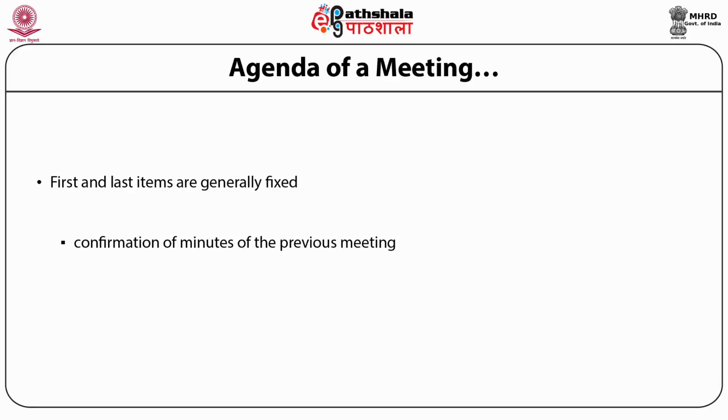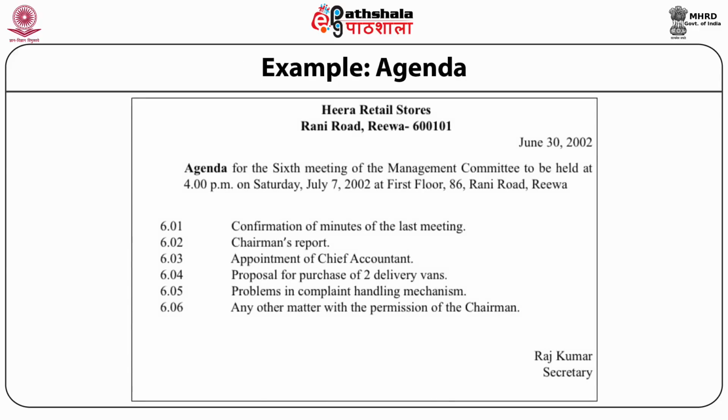Similarly, the last agenda item is any other matter with the permission of the chairperson. The rest of the agenda items are put on the basis of their priority. A little modification can be made in the standard format as per the requirement. Let's have a look at a sample agenda item.